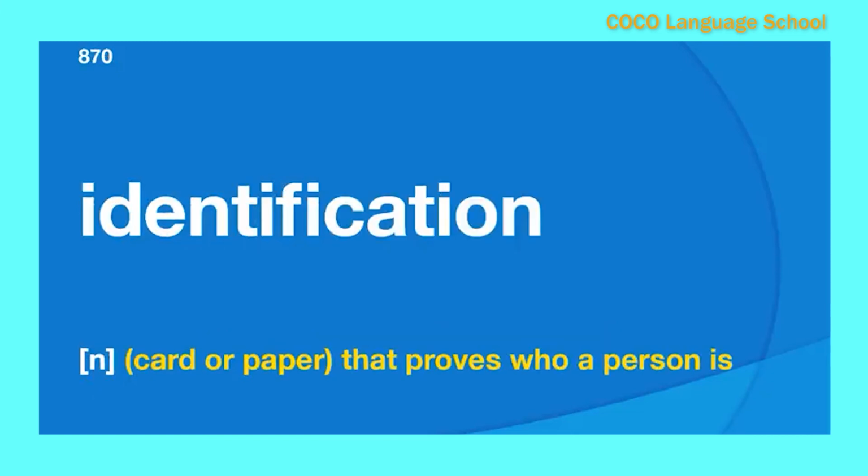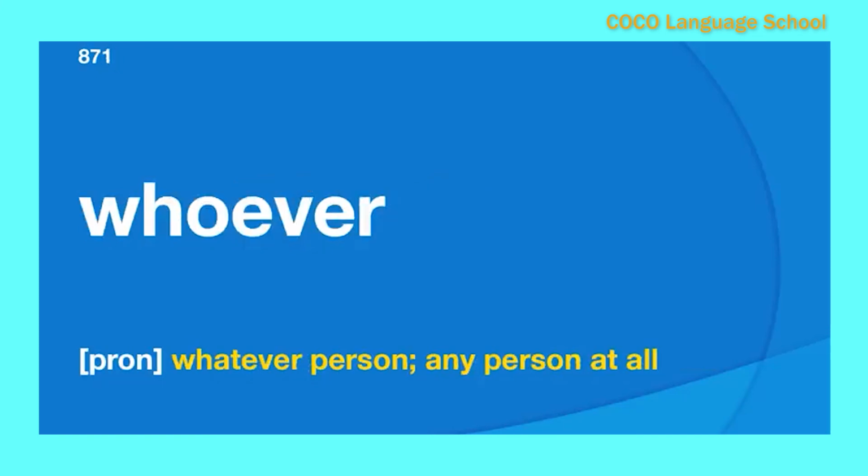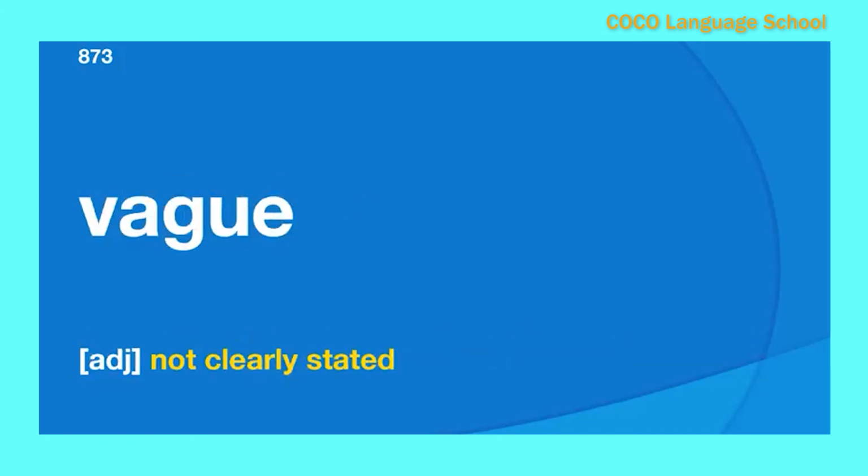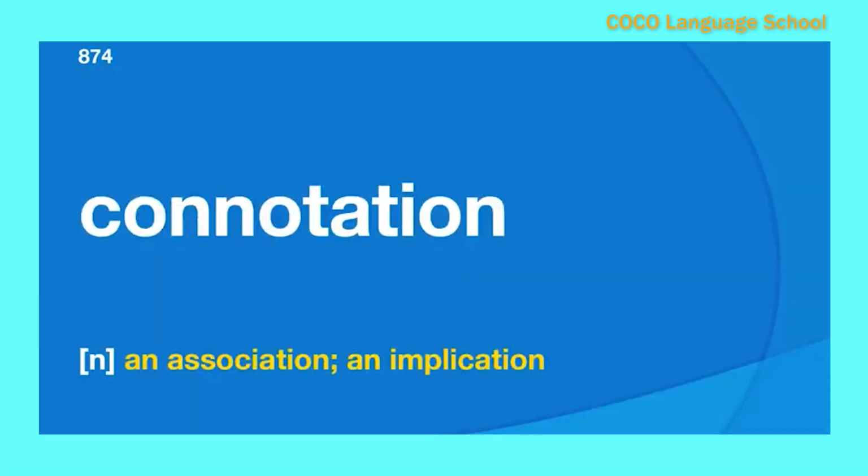That proves who a person is. Identification. Whatever person, any person at all, whoever. A shape or object with flat, circular ends and long, straight sides. Cylinder. Not clearly stated. Vague. An association and implication. Connotation.